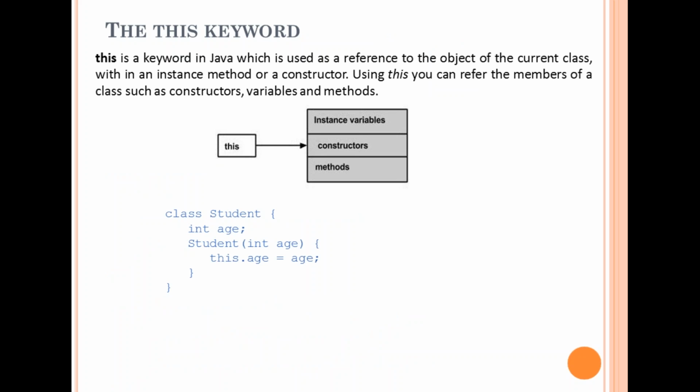Next topic is the this keyword. This is a keyword in Java which is used as a reference to the object of the current class, within an instance method or a constructor. Using this, you can refer to the members of a class such as constructors, variables, and methods. Note, the keyword this is used only within instance methods or constructors.